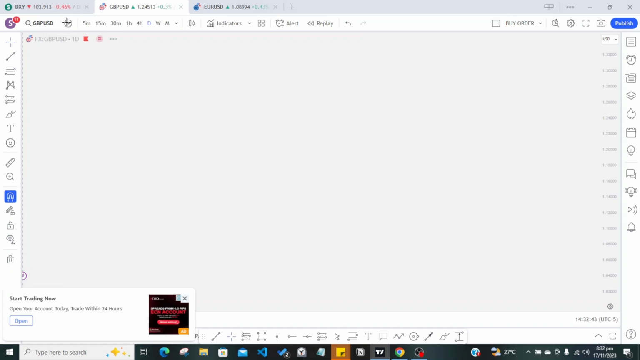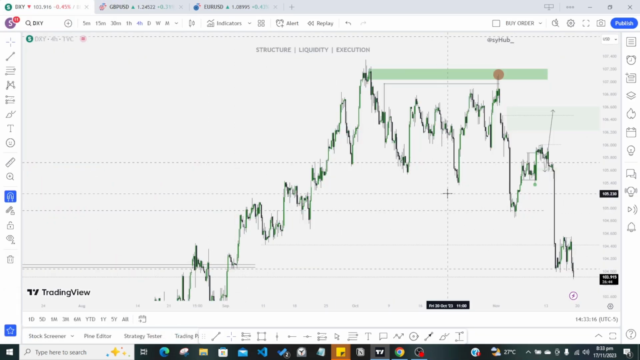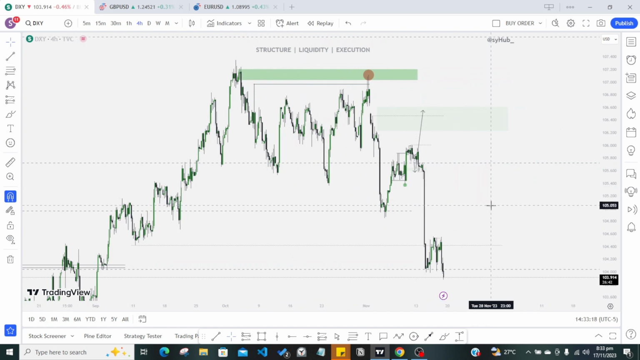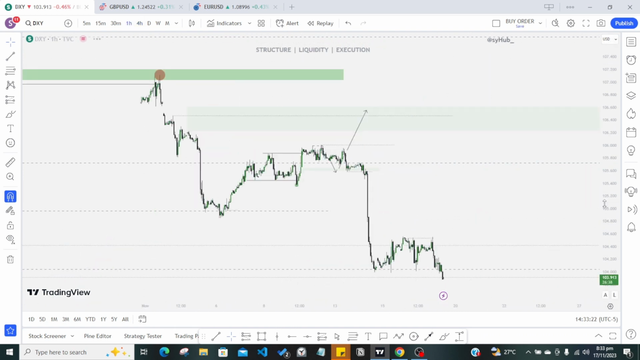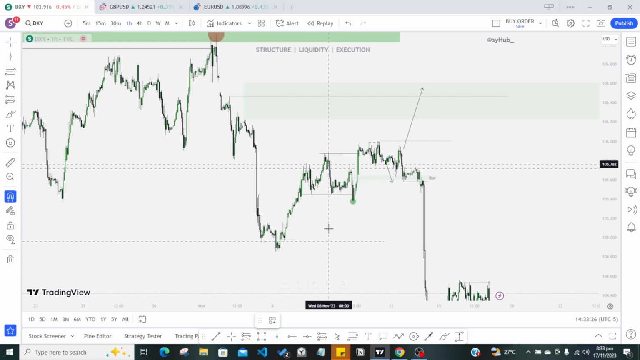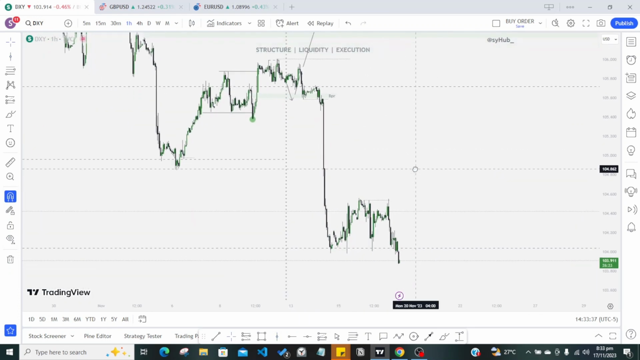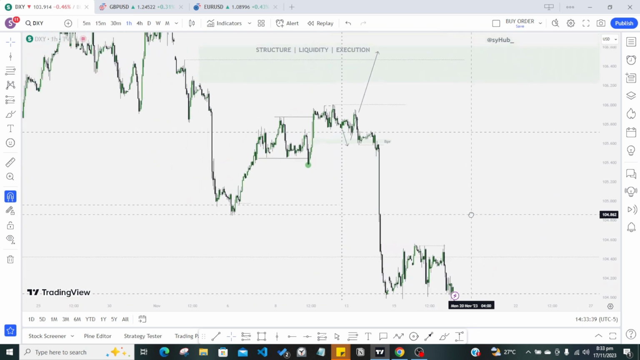First of all, we go to DXY. We break down the dollar to see what direction it headed this week. So this week started from, let's go into the 1 hour chart. As you can see clearly, the dollar has been bearish this week.